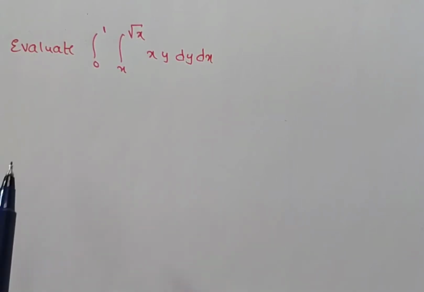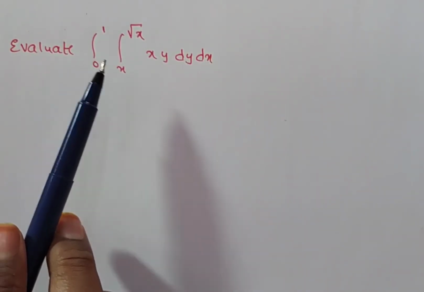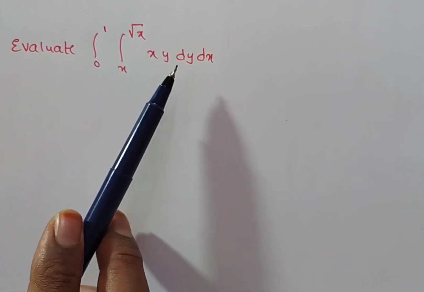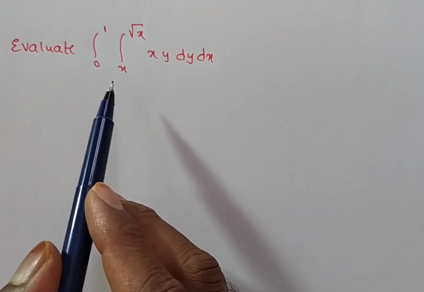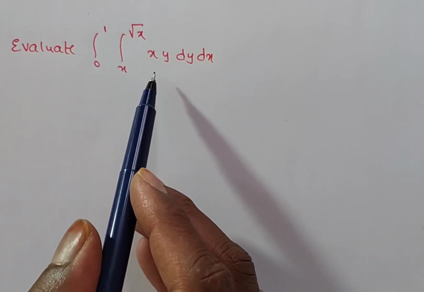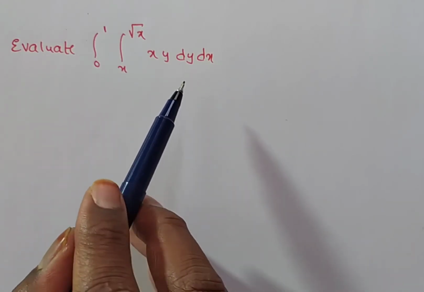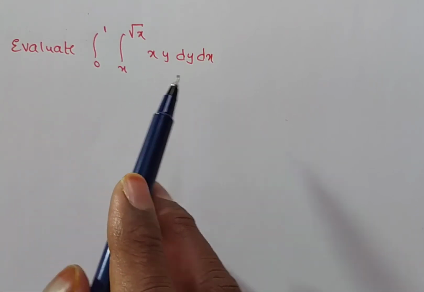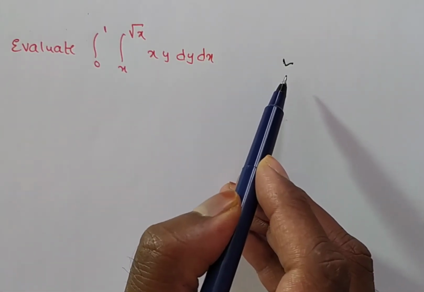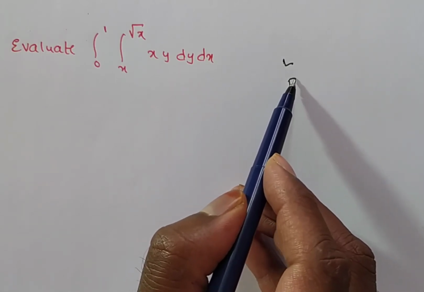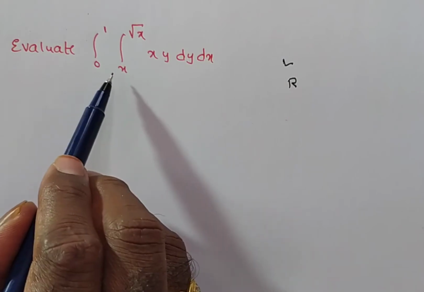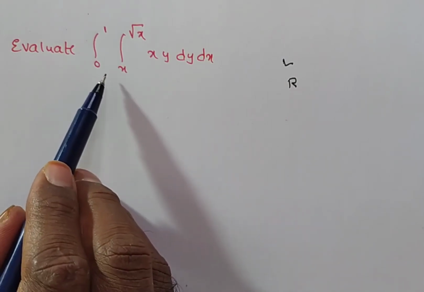Friends, the given problem is: evaluate the integral from 0 to 1, integral from x to root x of xy dy dx. So now we are doing double integration in Cartesian coordinates. While solving this double integral problem, first we have to observe whether limits are given or not. If limits are not given, they will give a region, and if they give a region, then we need to find the limits. But in this problem, they are given limits directly.